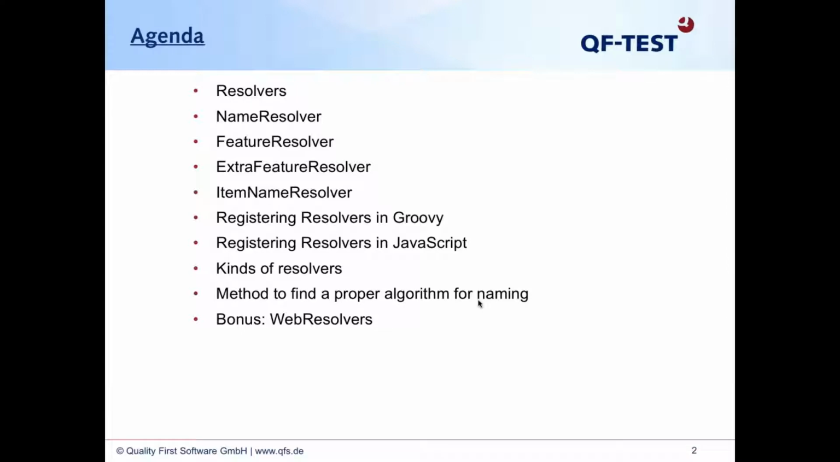So this is our agenda for today. After understanding what a resolver is, we want to look at some of the resolvers which are supported by current QF-Test versions, which is the NameResolver, a very simple one, the FeatureResolver, which has the same complexity as the NameResolver, so also a very simple one, the ExtraFeatureResolver, which is kind of a different approach, but you will see, the ItemNameResolver, which is also important for getting names in complex items. So it's kind of a sibling of the NameResolver, but for more complex components. And then we want to take a look at how to register resolvers with different script languages.